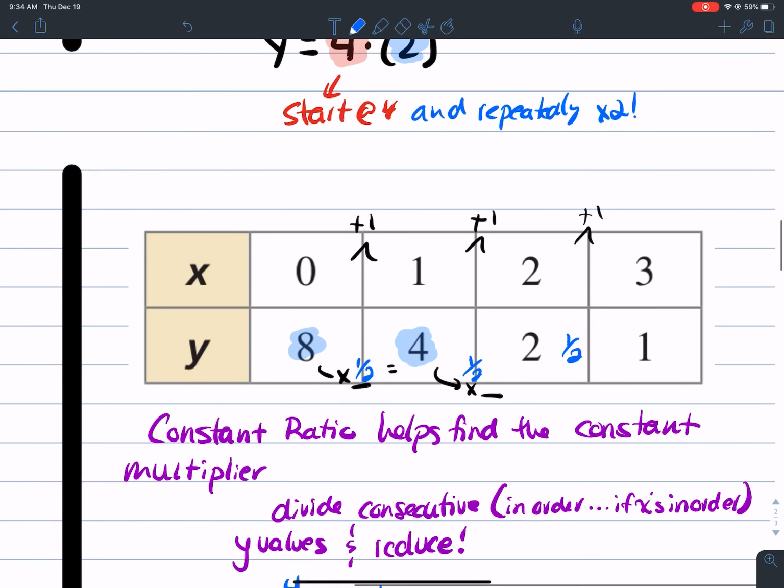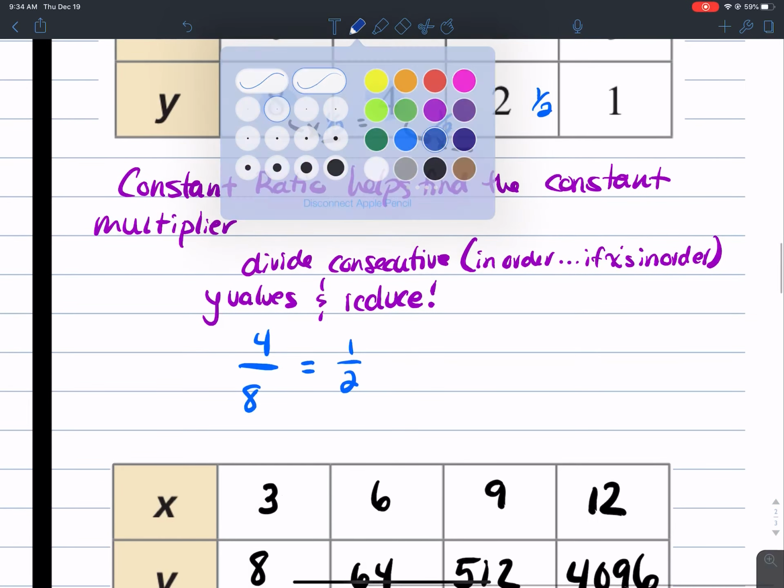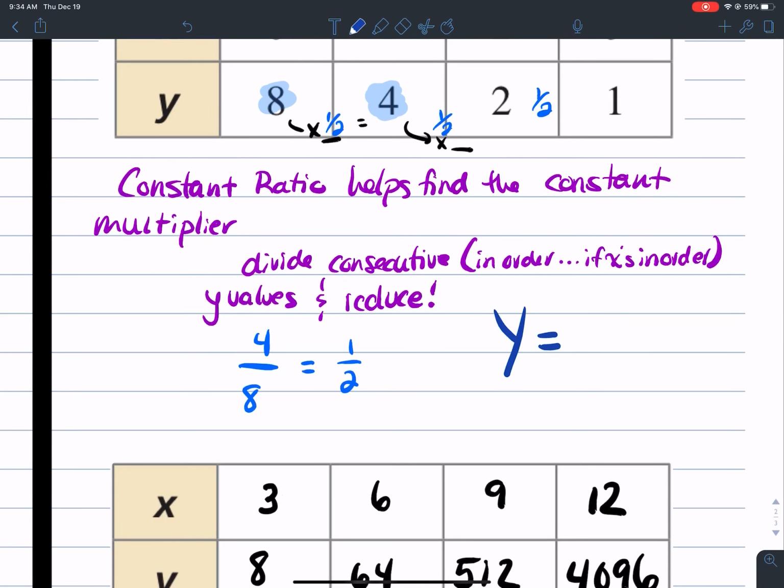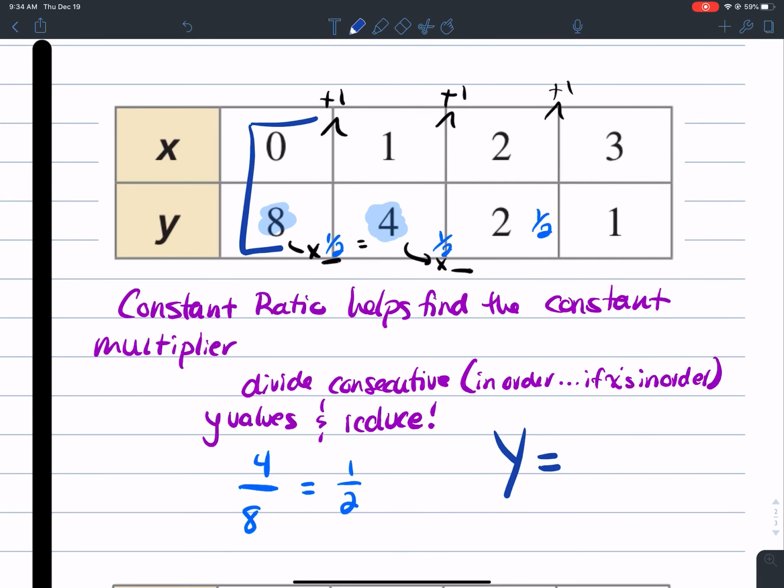So our equation here for this one, if we summarize, would be y equals. Now a is where our table starts. So we can see that it starts at 8 because the x value is 0, and I'm repeatedly multiplying by 1/2 over and over and over again.